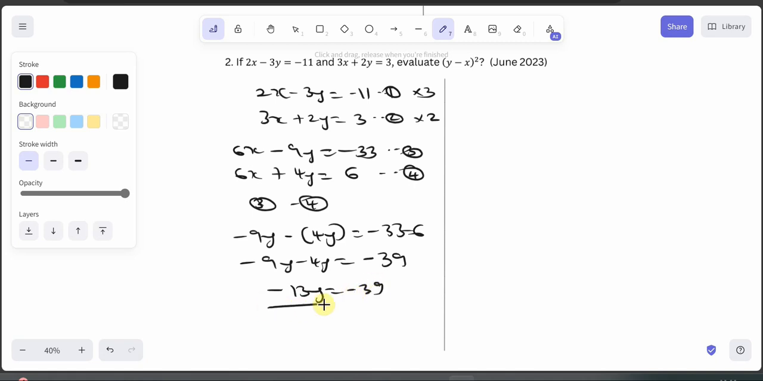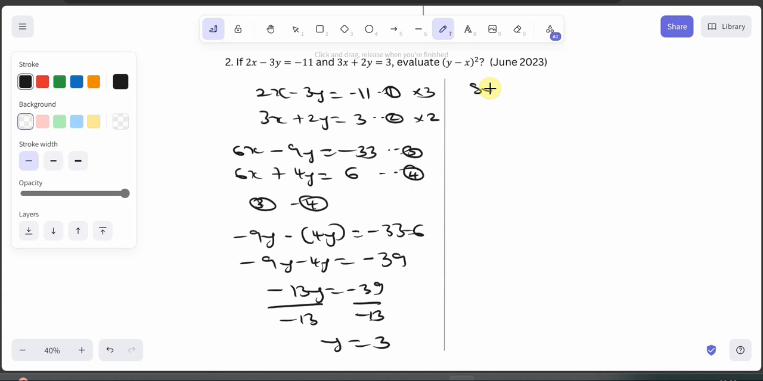So if I divide both sides by minus 13, what will my y be? My y will be equal to 3. So I have the value for my y, which is one part. The second part is that I want to find the value of x. Once I find the value of x, I could use any of these equations, equation 1, 2, 3, 4, but I would like to choose the ones that are simple before I multiplied. So I could just maybe choose equation 1.